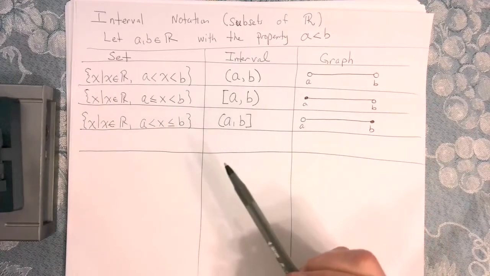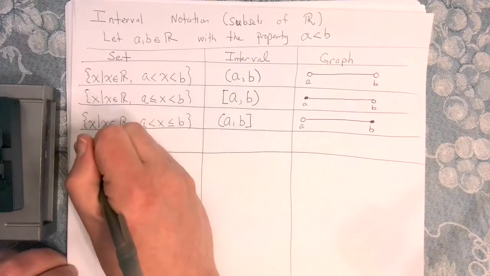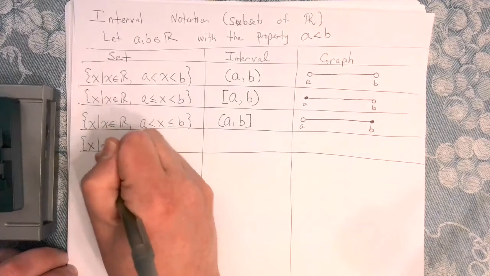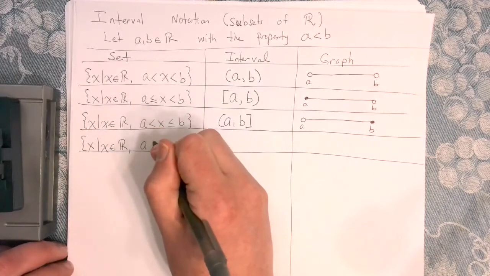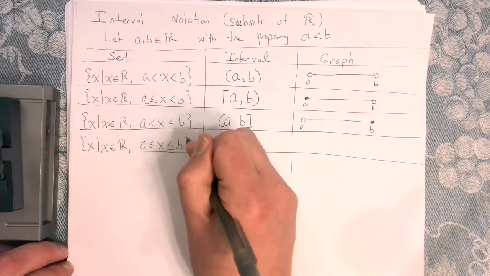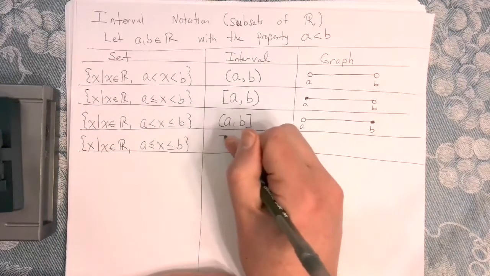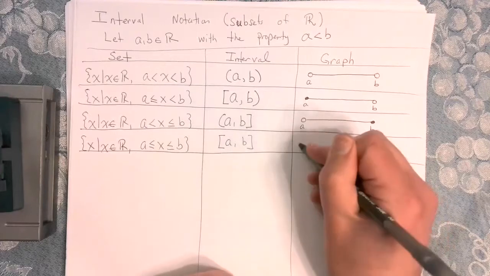And can you imagine the next case? Well, the next case, we just consider including both endpoints. So that's the set of all x's such that x is real, and x is greater than or equal to a, but less than or equal to b. And in this way, we include both endpoints.